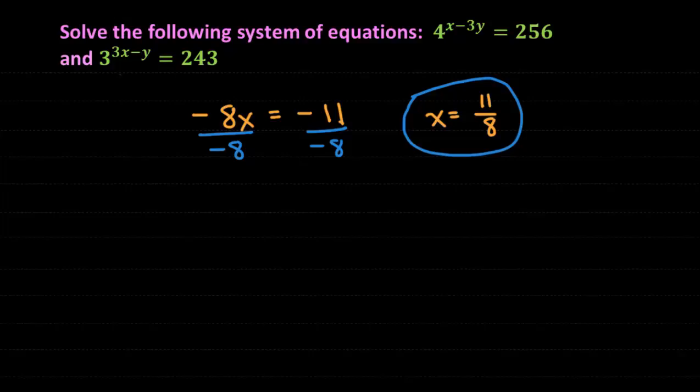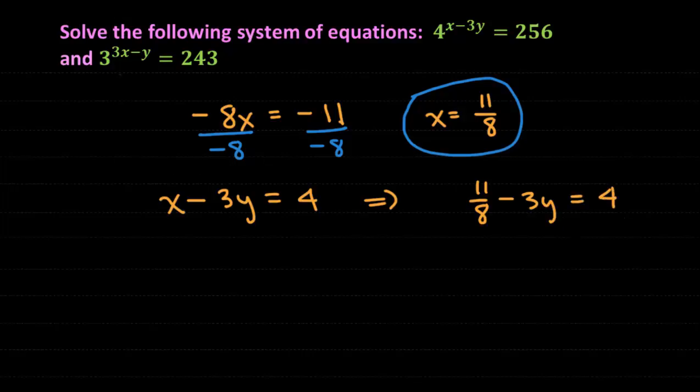We can plug x back into either of the two previous equations in order to solve for y. Let's use this equation, x minus 3y is equal to 4. Substituting x for 11/8 into this expression here, we get 11/8 minus 3y is equal to 4. Multiplying the equation by 8 gives us an expression that looks like this. So we have 8 times 11/8, which then gives 11. We have 8 times 3, which gives us minus 24y. And we have 8 times 4, which gives us 32.